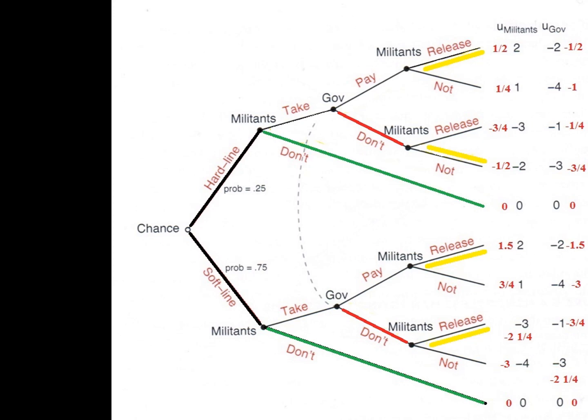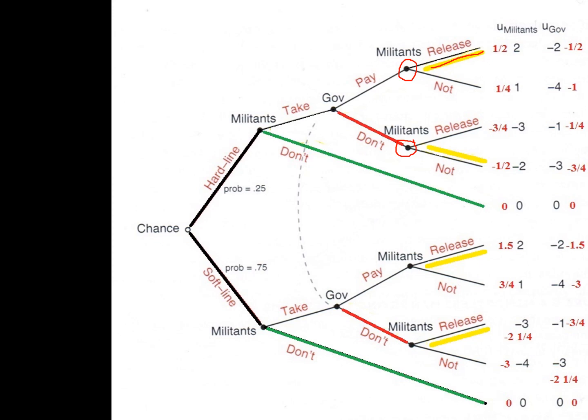Now, in order to solve this through reverse induction, according to Zermelo's theorem, we have to start with the decision nodes that are farthest to the end, in this case, to the right. So there are 4 decision nodes. The militants need to decide whether or not they're going to release the hostages. Starting at the decision node at the top, the militants have a payoff of a quarter versus a half. And a half is better, so they're going to choose to release the hostages.